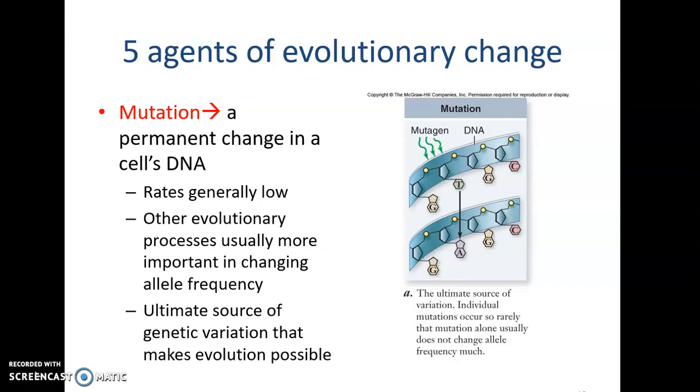First up, number 1, we have mutation, which is a permanent change in a cell's DNA from one allele to another allele. In general, rates are pretty low, just about 1 per every 100,000 cell divisions. So other evolutionary processes are usually more powerful agents of change in allele frequency. However, mutation is important because it is the ultimate source of genetic variation that makes evolution possible. It's the raw material behind all changes in allele frequency.